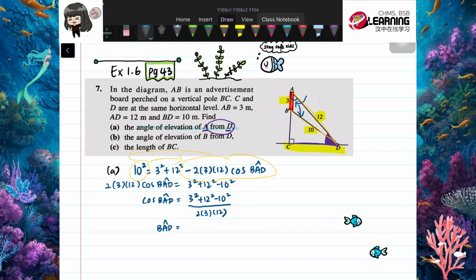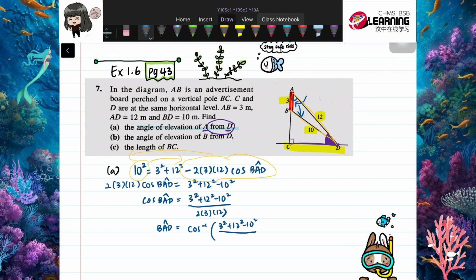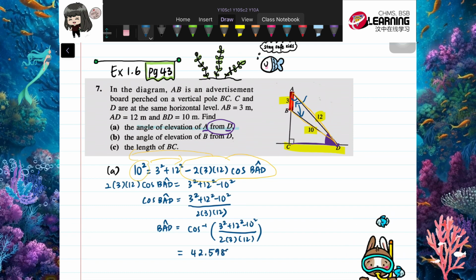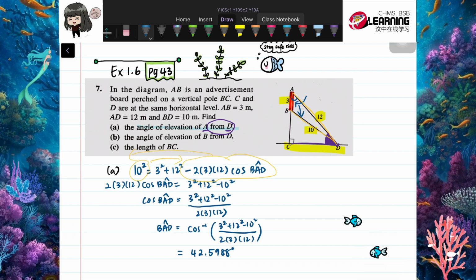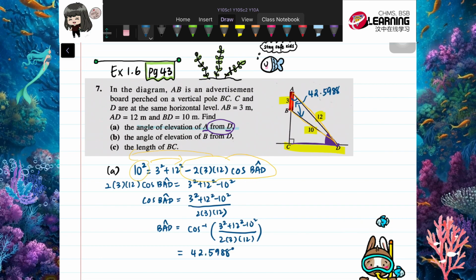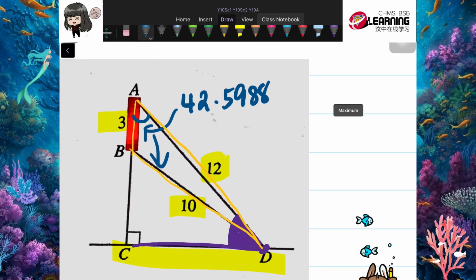So my angle of BAD will be inverse of cos, and you press this in your calculator. And you will get 42.5988 degrees. You don't need to round off to 3 significant figures because this angle is not the angle that you want to find. So angle BAD here is 42.5988, using the cosine rule for this triangle BAD.